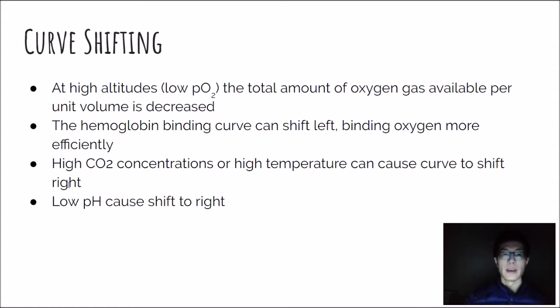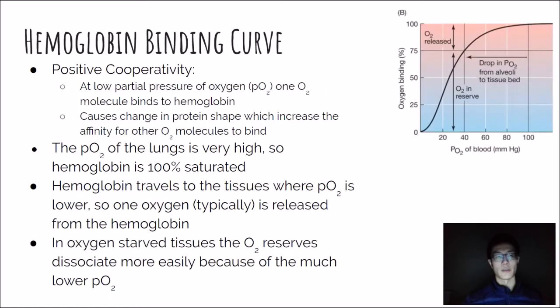Now, when you have high concentrations of carbon dioxide, so high CO2 concentrations, or potentially high temperature, this can actually cause the curve to shift right. So it's going to shift from this normal-ish position to the right. So it's going to look like this.